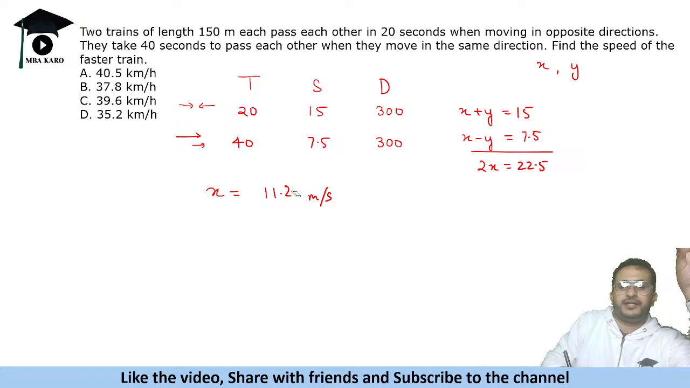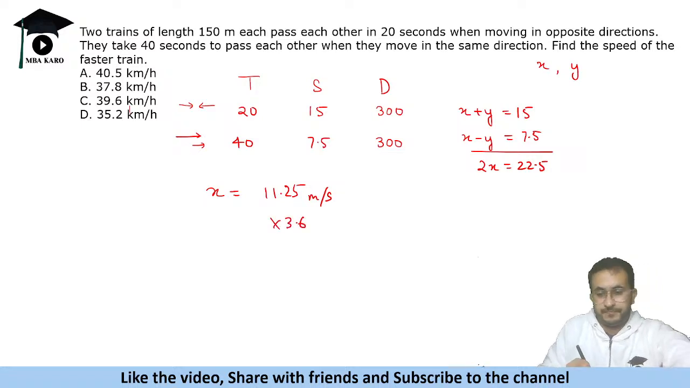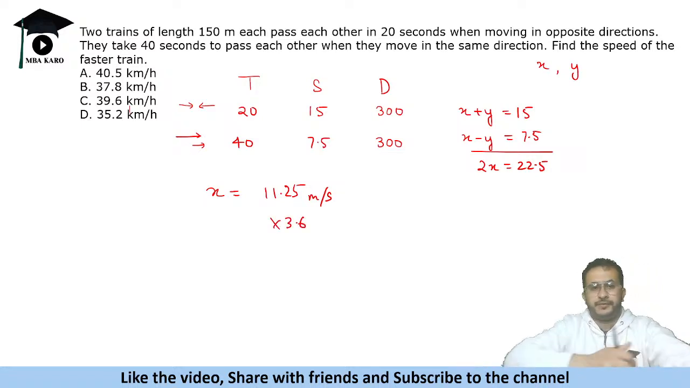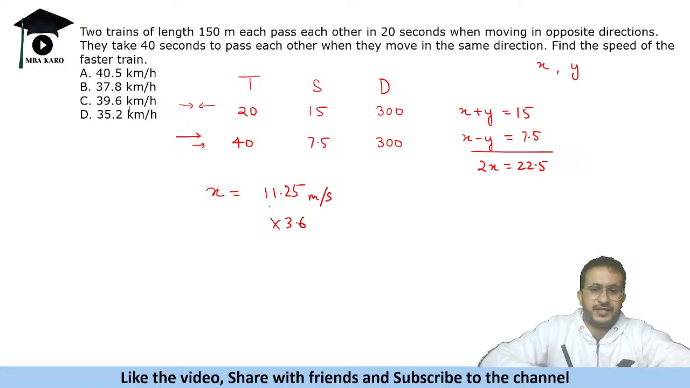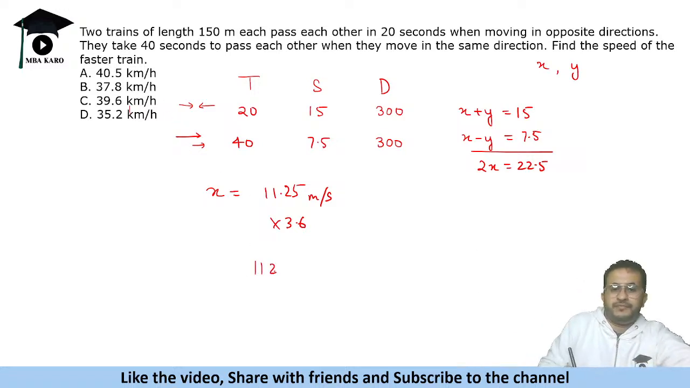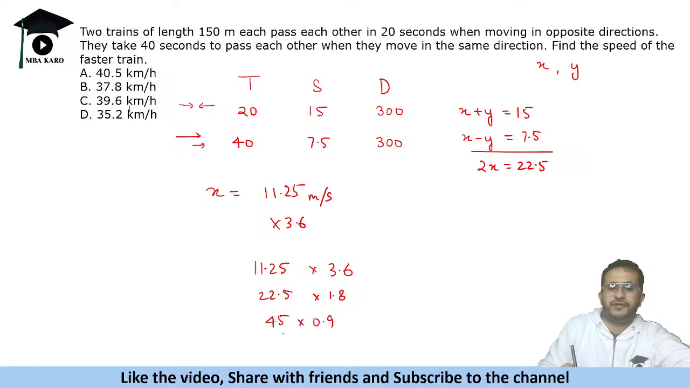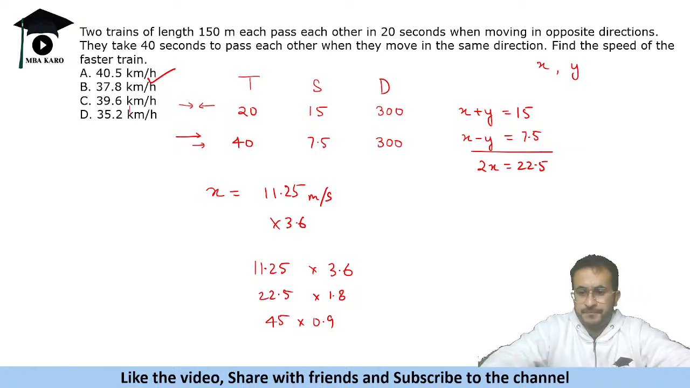Now we are given the answer options in kilometer per hour. सारे options kilometer per hour में, into 3.6 कर दो. 11.25 into 3.6 करना है. So 11.25 का डबल ले लो, that is a simple way to multiply. Take double of this, that will be 22.5, and half of 3.6 is 1.8. Take double of this, 45 and 9. Okay? 45 into 9 will be 40.5 kilometer per hour.